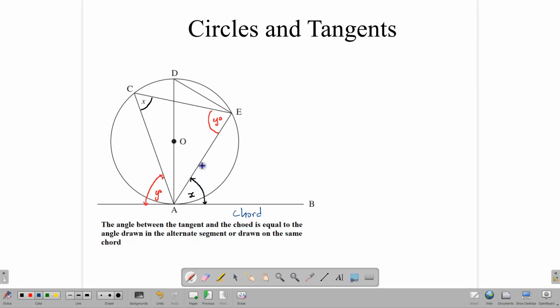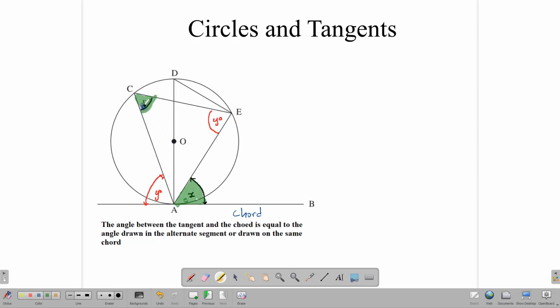So this is your tangent, this is your chord. So here's a tangent, here's a chord. Let me just shade in that angle so that it becomes easier to view. So this angle that is drawn between the tangent and the chord, AB, would be equal to any angle that is drawn on this chord AE. So the angle drawn on this chord AE would be this angle here.